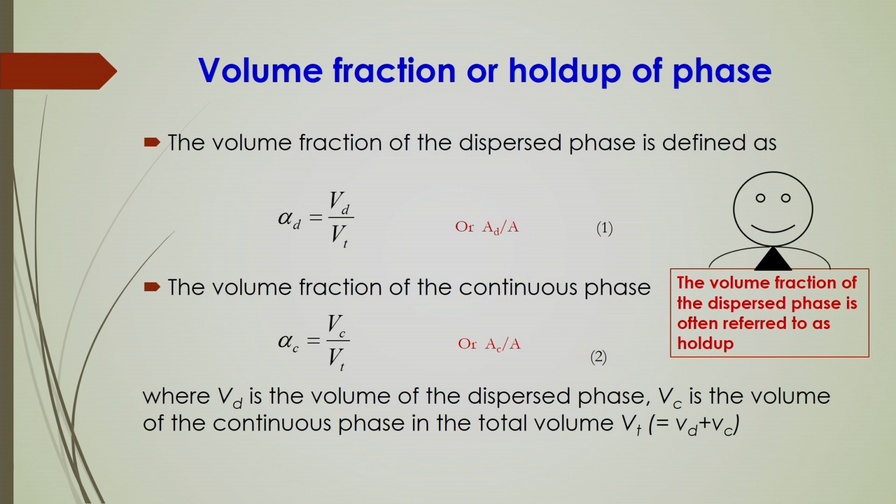In that case, the discrete phase will be dispersed in the continuous phase. So the volume of the discrete phase out of the total volume of discrete and continuous phase is considered the volume fraction of the dispersed or discrete phase. This is generally denoted by alpha, and d in this case denotes the dispersed phase. So alpha d equals V d by V t. What is V d? V d is the volume of the dispersed phase, and t is the total volume of the dispersed and continuous phase.